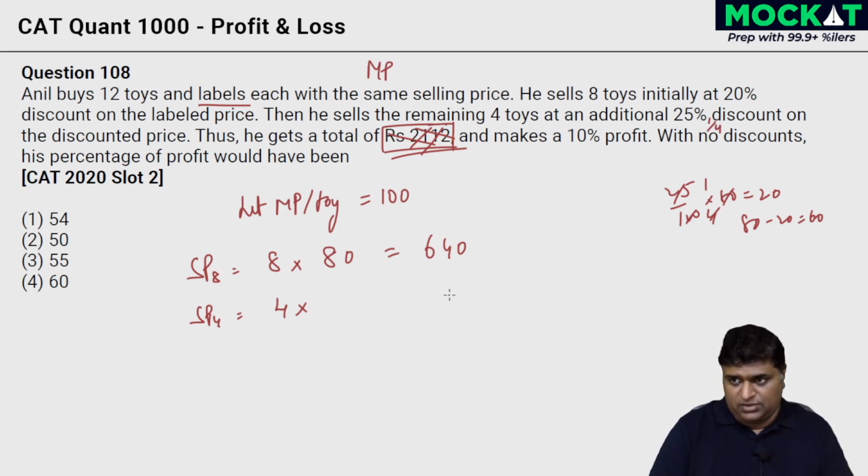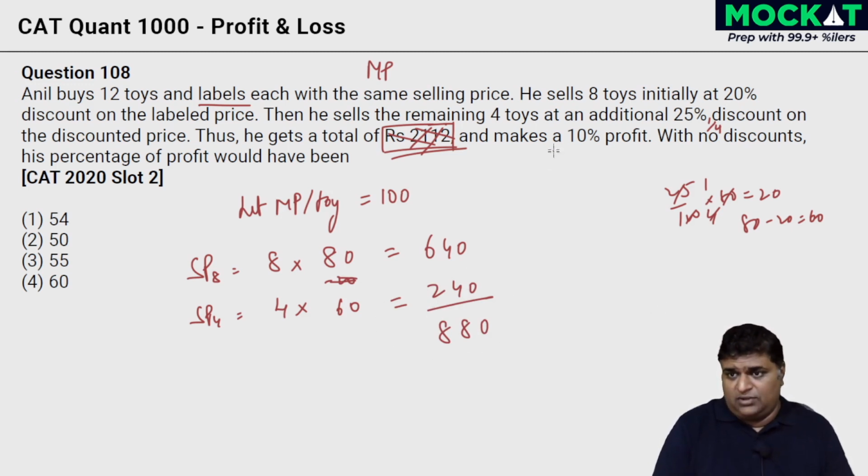25% is 1/4, right? 1/4 of this I have to reduce. Discount of 1/4 on this. 1/4 of 80 is 20. Remove 20 and you get your 60, right? 60 is your selling price for the 4 toys, right? And you don't need this. 4 into 60 over here is 240 and that comes to 880. That's your overall selling price.